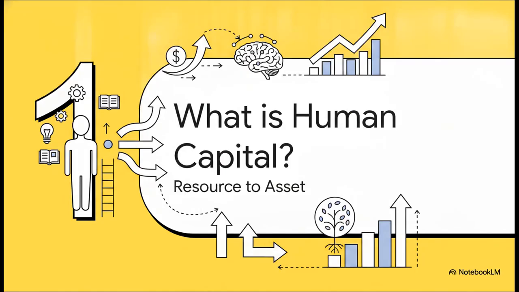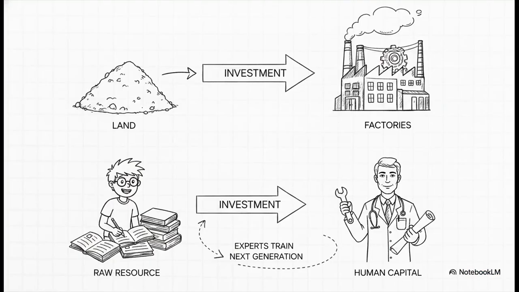Starting with Section 1. What is human capital? From resource to asset. Okay, let's break down what we actually mean by human capital. Think about a physical resource, like a plot of bare land. On its own, well, it's just dirt. But if you pour investment into it, it turns into a highly productive factory. Human resources are exactly the same. Students are essentially the raw resource, and through investment, they're transformed into human capital. You know, your engineers, your doctors, your scientists.